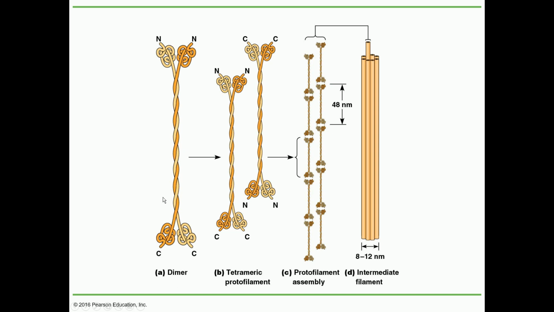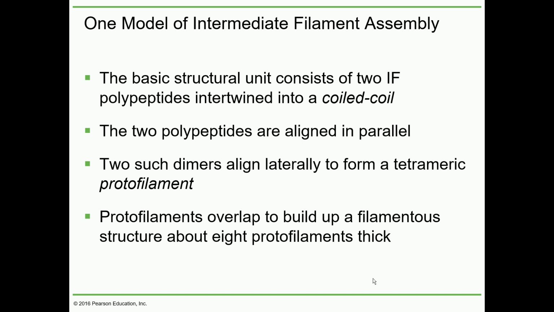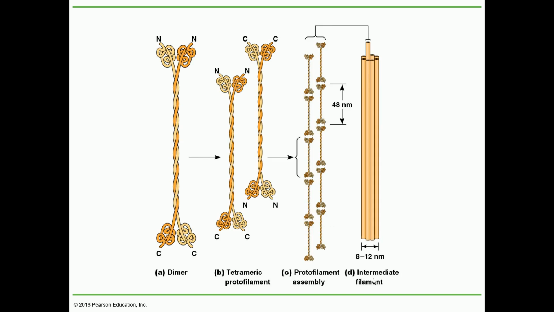So first of all is a dimer. The dimers form tetrameric protofilaments, and then these protofilaments overlap and form structures like this, which has 8 protofilaments, and this is one. It's called the intermediate filament. So protofilaments overlap to build a filamentous structure which is about 8 protofilaments thick.